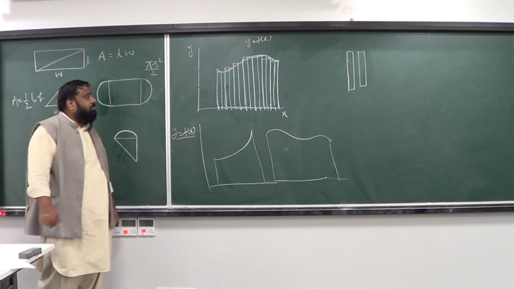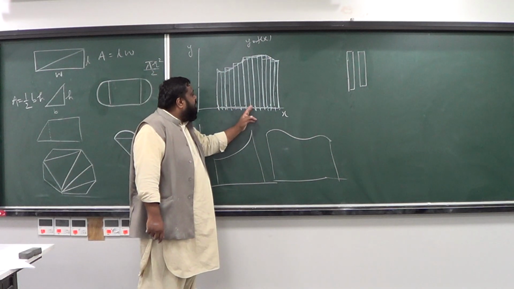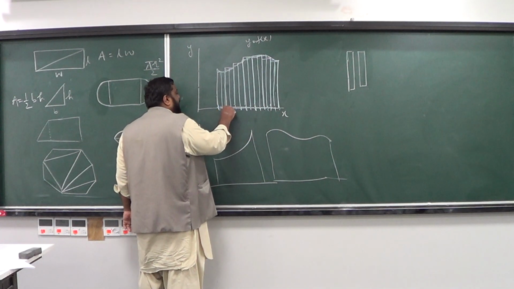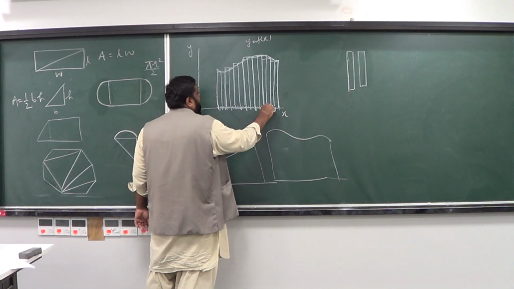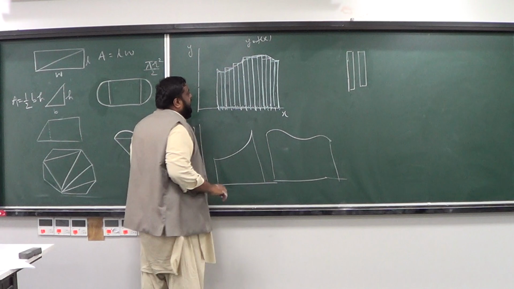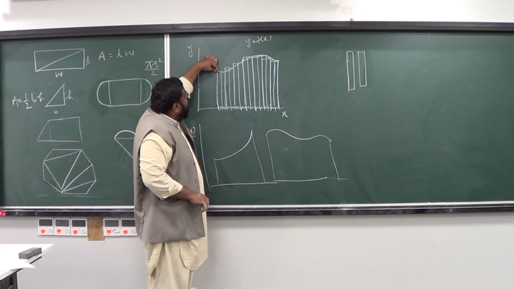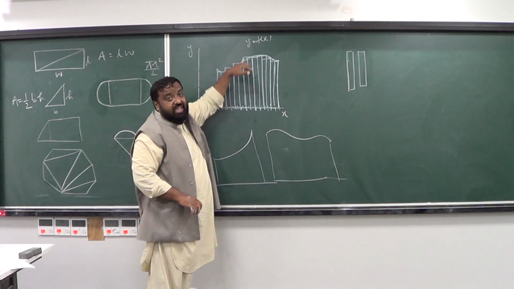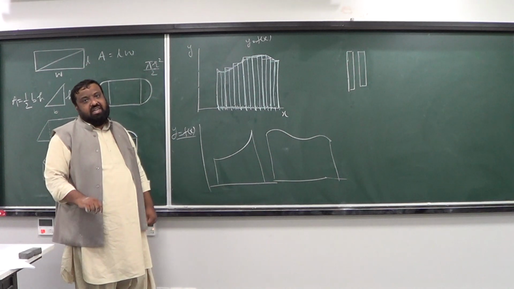What should be done next? What we can do is increase the number of rectangles. I can break this area into tiny rectangles, and then I will see that these tiny rectangles are going to fit into this area in a better way than the big rectangles.